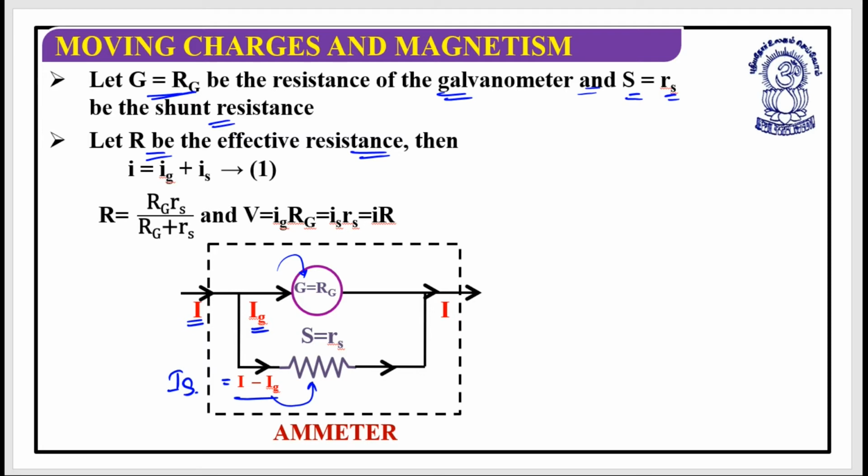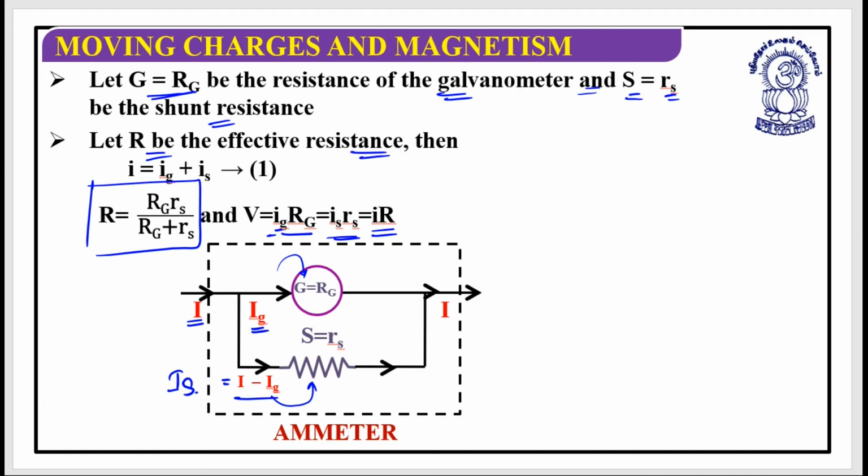So let's suppose R would be the effective resistance, and that R could be represented as Rg into Rs divided by Rg plus Rs. And this V, the voltage across this, is equal to IgRg, or we can say IsRs, and that would be equal to I into R. I hope this is clear.